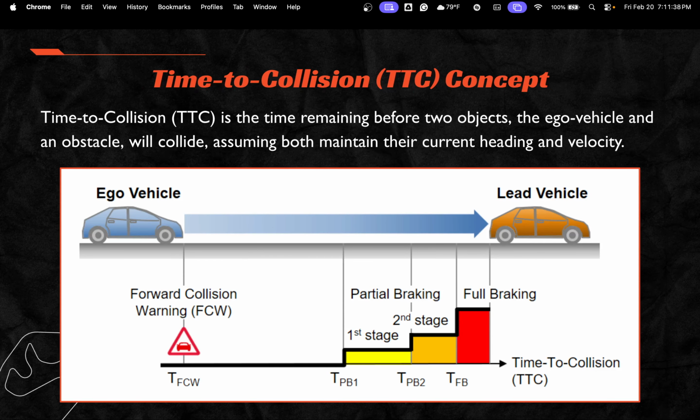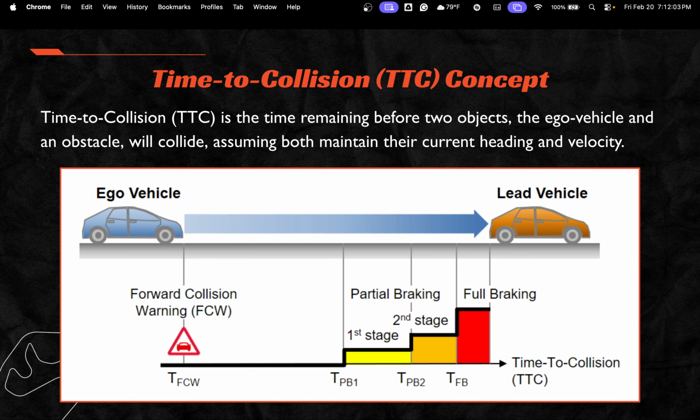And now let's talk about time to collision, which is pretty much the basis of automatic emergency braking. So time to collision is pretty much trying to figure out how long it will take for a vehicle to hit something, given that it is going at that speed.